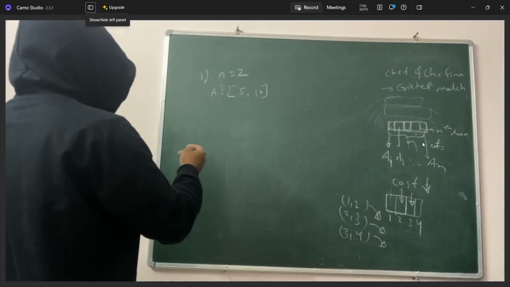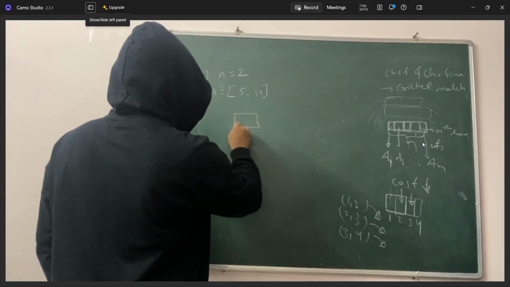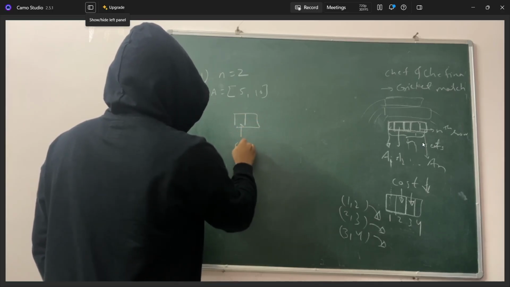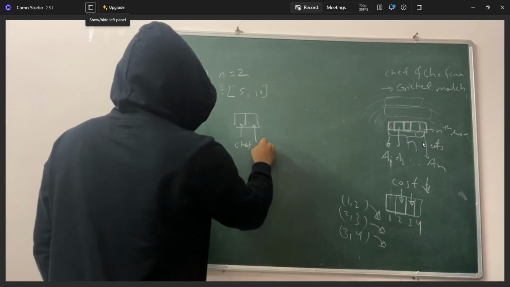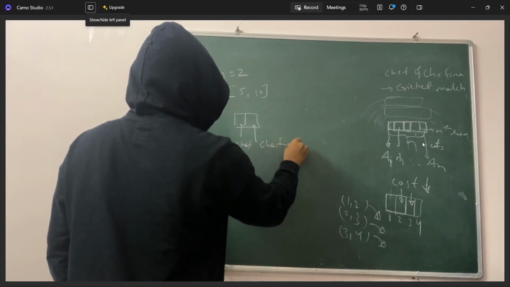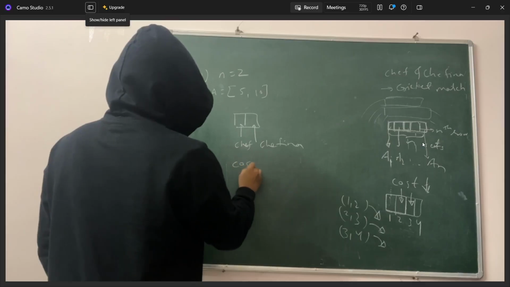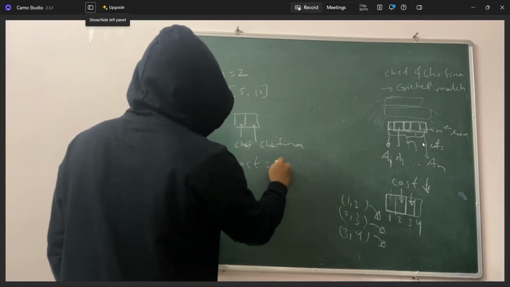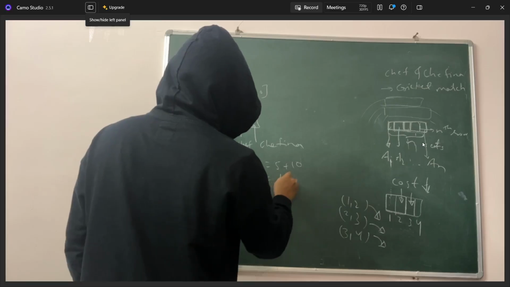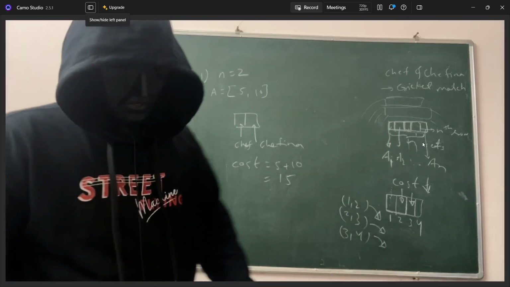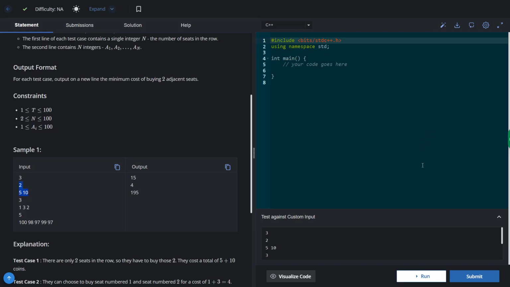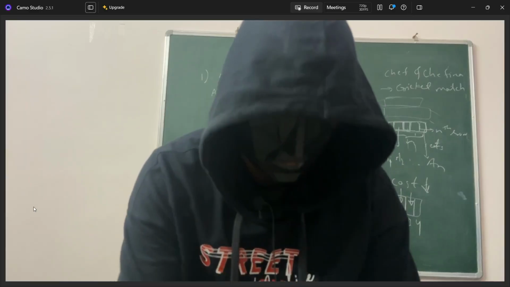In the first example we have only two seats, and Chef and Chefina will be watching the match, so the cost will simply be 5 plus 10, which is 15. Let's check. Yes, the first one is 15. In the second we have 1 3 2.